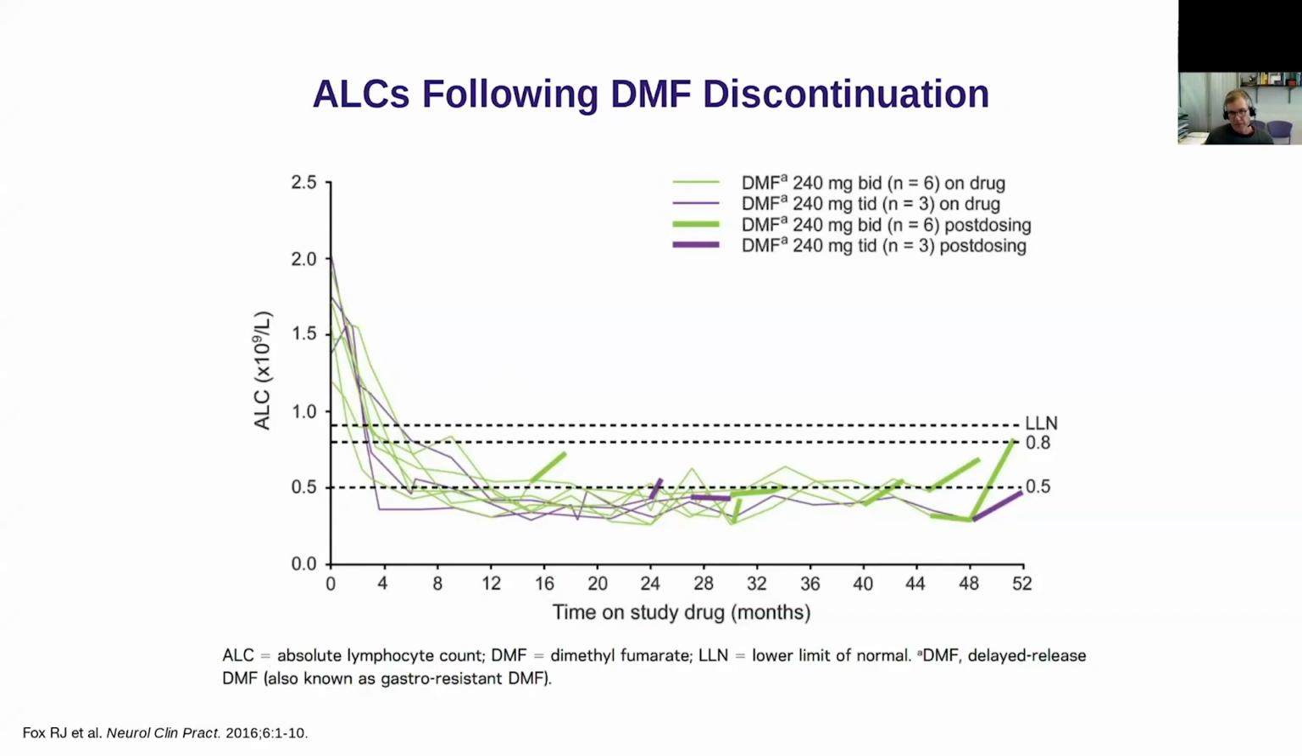Okay, so this is an argument that you have to have in place pharmacovigilance or lymphocyte monitoring. So if somebody does develop a significant downward trend on their lymphocyte count, you may want to switch them before they go into a zone where you're worried about antiviral responses.